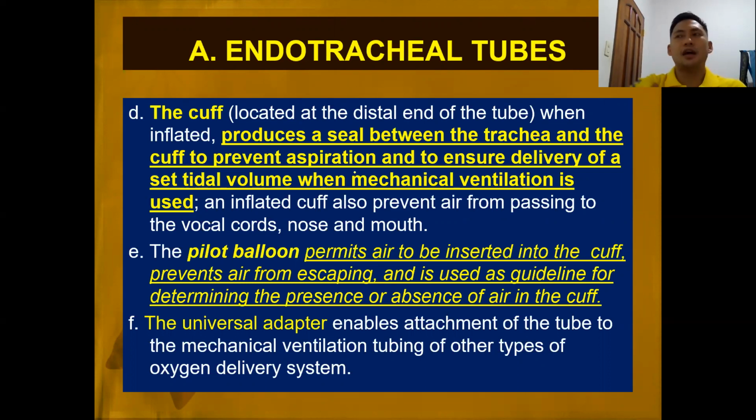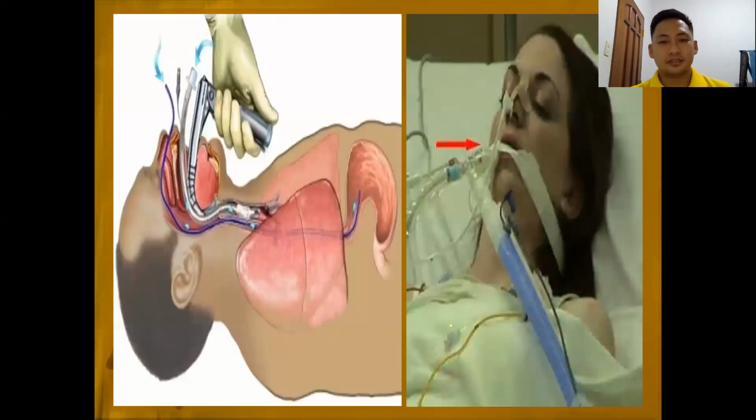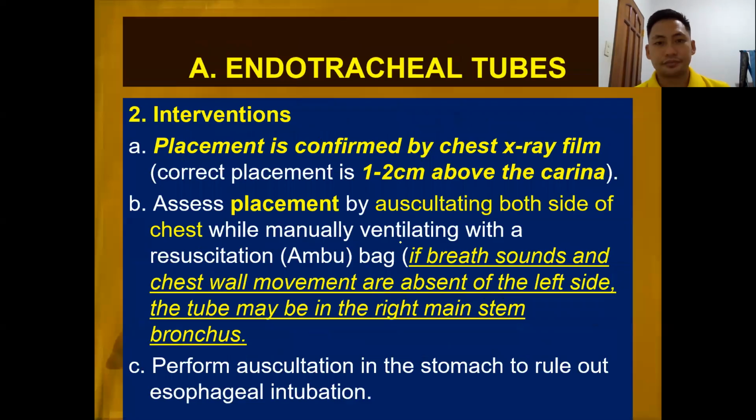Okay, so isiselyo niya kasi para kung ano yung iset mo sa mechanical ventilator, yun lang din ang papasok sa pasyente. Okay, exact. So, placement is confirmed by a chest X-ray film. Correct placement is 1 to 2 centimeters above the carina. Okay. But of course, this is the ideal. So, dapat X-ray to confirm the placement.